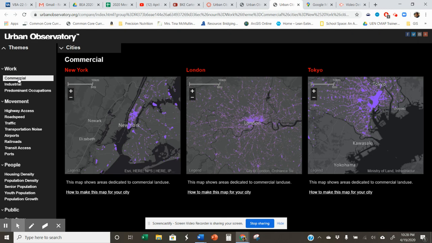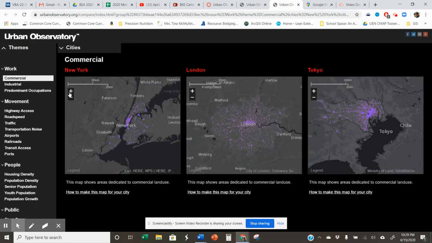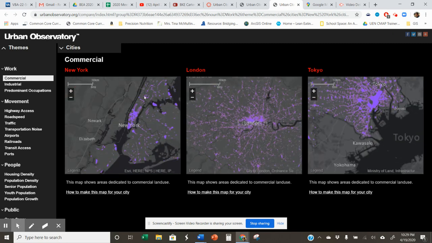So when it loads, we still have our same 3 cities. If we look at the legend, it shows that this bluish color is our commercial areas. If I zoom in or out, you'll notice that all 3 maps zoom in or out. And there's a question that asks about scale.